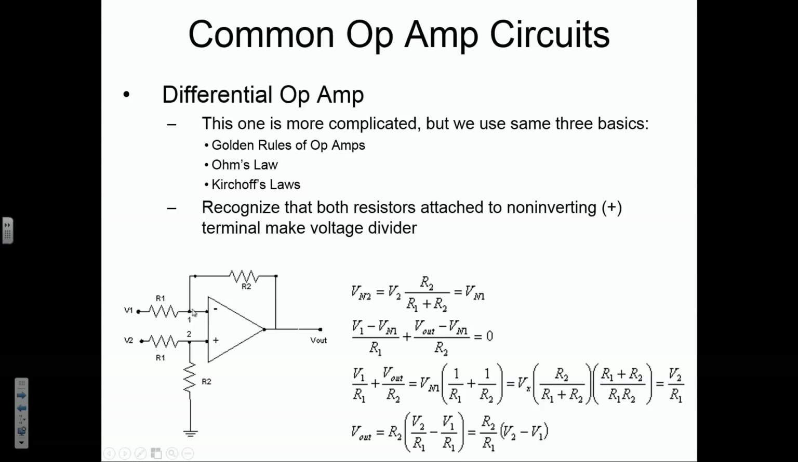Now, what we're looking at is Kirchhoff's current law. We can define I1 here coming into node 1 and I2 here coming into node 1 and I3 here going out of node 1. We know that I3 has to be 0 because of one of the golden rules of op amps. And that means that I1 plus I2 is equal to 0. We can further say that I1 here is equal to V1 minus the voltage at node 1 divided by R1, which is what we have here. And then I2 is right here.